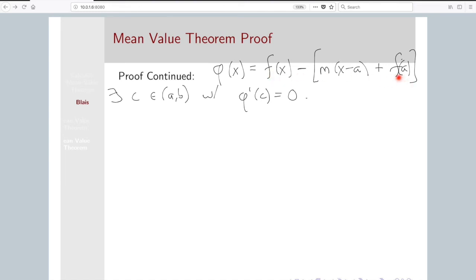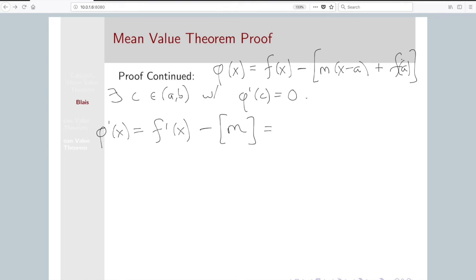Given this expression, we can calculate phi prime of x. So let's go ahead and do that. Phi prime of x equals, the derivative of f is just f prime of x. And now think about everything in this linear term. f of a is a constant. If you multiply this out, you get m times negative a. That's a constant. The only x term is this x, and its coefficient is m. So when we take the derivative of that entire term in square brackets, we just get m, which makes sense, because what's in square brackets is a linear term.